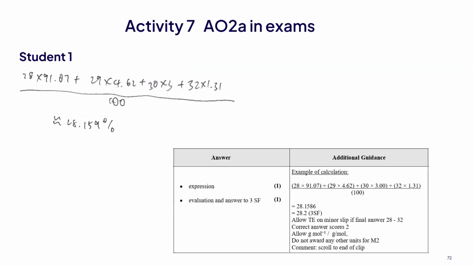Okay, and so let's have a look. There's the first question. How many marks should be allocated to that particular one? Well, obviously MP1, because they've done all that. But their final answer should be to three significant figures, which it is not. So they've only got 1 mark.